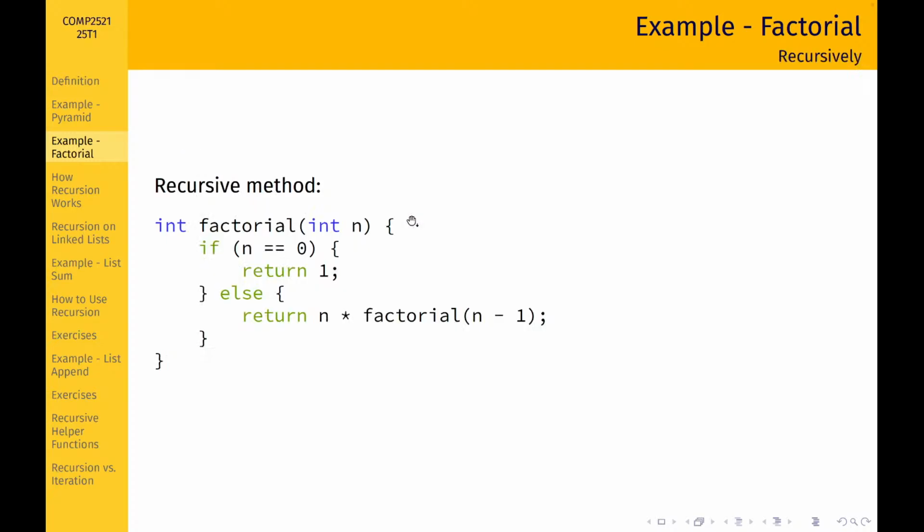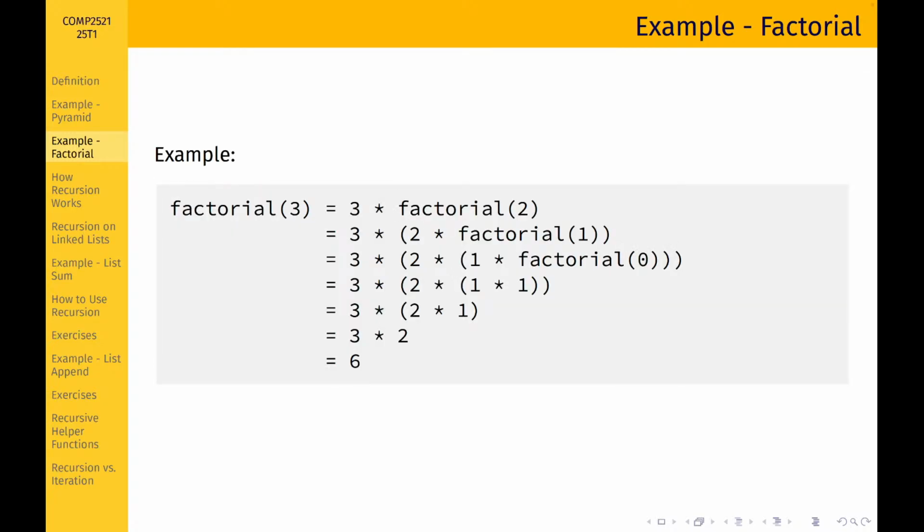Now the program is going to jump into factorial 2, because it needs to find out what that is before it can multiply it with 3. So what does factorial 2 do? It's got to return 2 times factorial 1. But that means the program's got to now jump into factorial 1 to figure out what that is. So what does this function call do? It does 1 times factorial 0. Finally, factorial 0 is a base case, so the function is going to return 1.